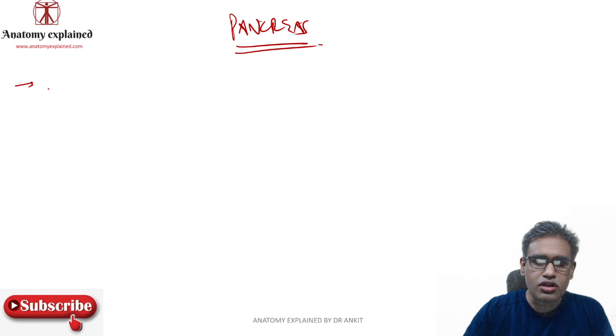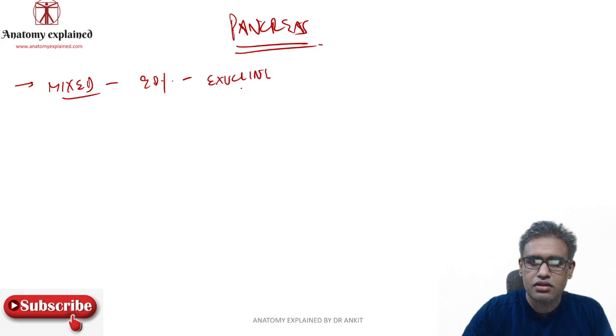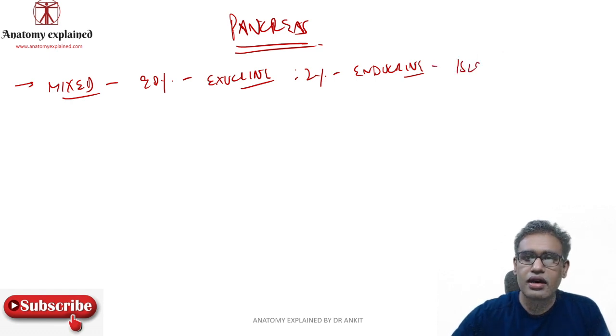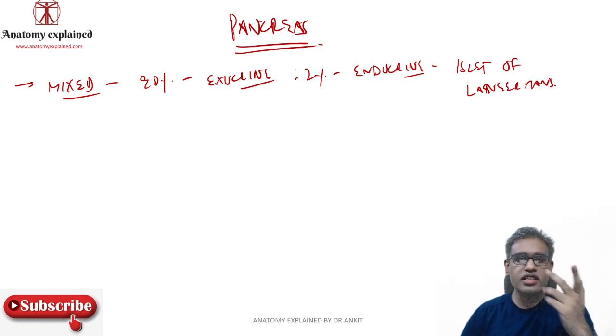Pancreas is a mixed sort of gland, 98% of which is exocrine, which is for the secretion of the digestive enzymes, and 2% of which is the endocrine part, particularly secretion of the hormones like insulin, glucagon, somatostatin. That is only 2%. The endocrine part is taken up by the islets of Langerhans, that we'll see in the histology slide. So it is a mixed gland.